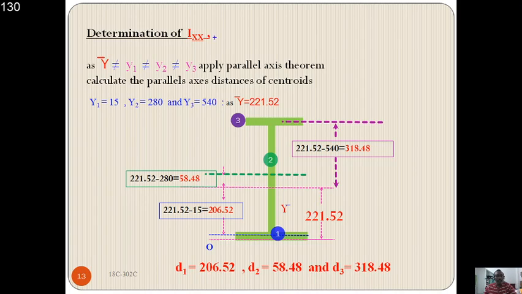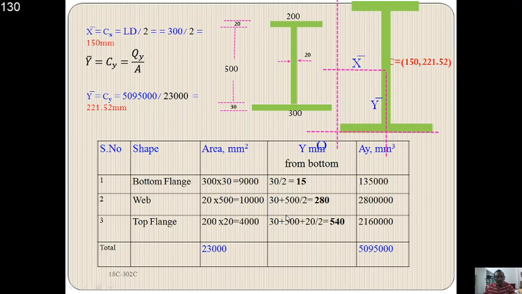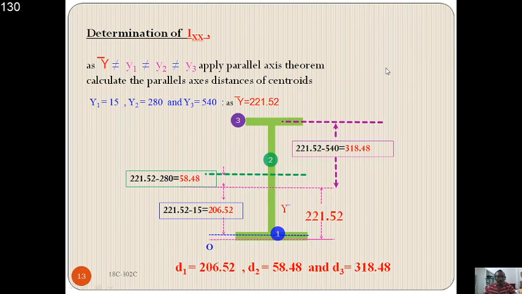You can see that from the centroid table also. Here you can notice that y1 is 15, y2 is 280, y3 is 540. All are not equal. Even your y bar, after calculation, is 221.52. So because the values are different, we need to apply the parallel axis theorem.